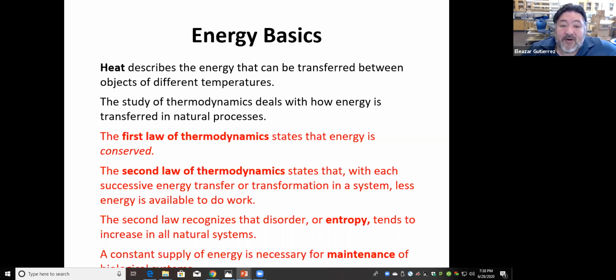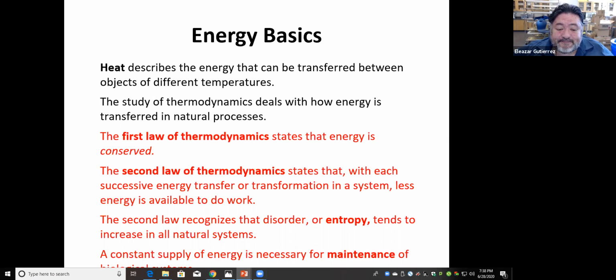And when we consume it, the amount of energy that we're going to extract is also going to become less, because we're going to dissipate that energy, but it's going to be of a different quality. As energy goes through transitions, it ends up being dispersed at each stage. The second law of thermodynamics states that with each successive energy transfer or transformation in a system, less energy is available to do work. So you and I are only about 20% efficient. The other 80% of the energy is dissipated to the universe.